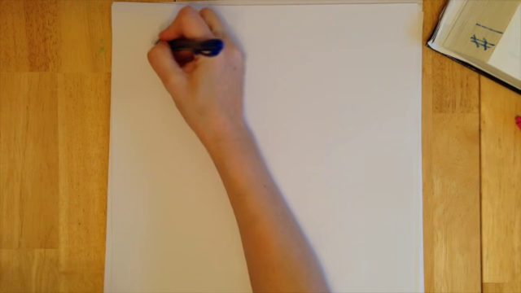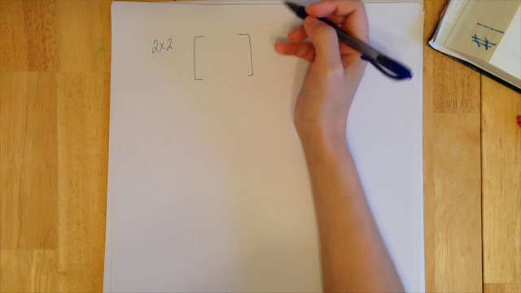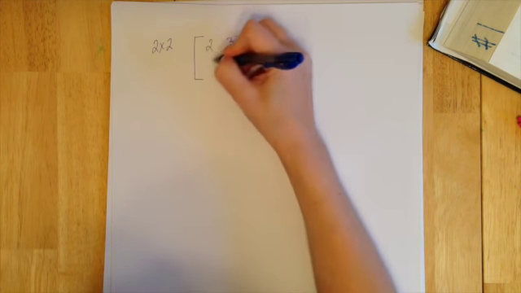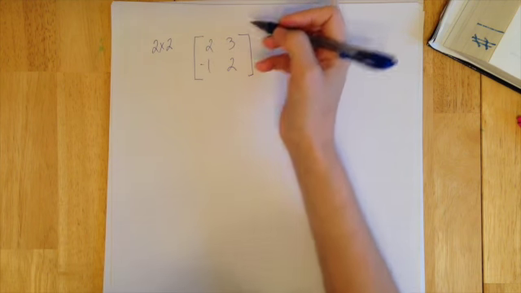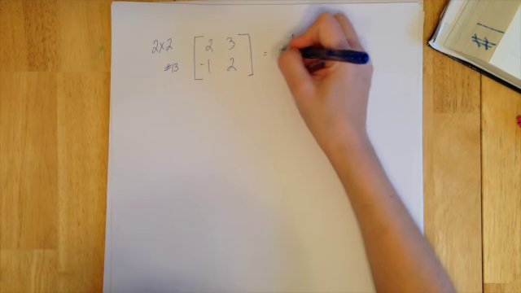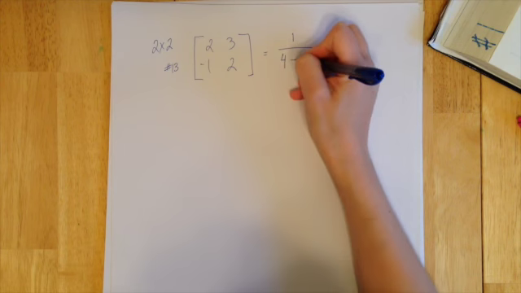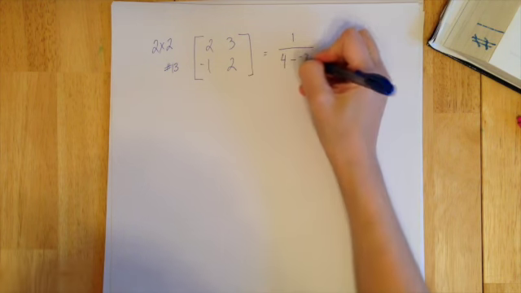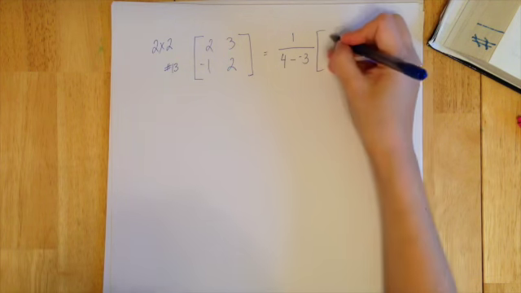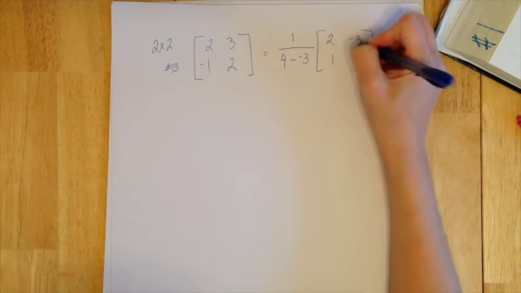Let's try one more with a 2 by 2 from your book, problem number 13, which says 2, 3, negative 1, 2. Again, to find the inverse for a 2 by 2, we do 1 over the AD minus the BC, which is negative 3, times, swapping the AD stays 2, 2. Then the opposite of B and C, so the 1 and the negative 3.